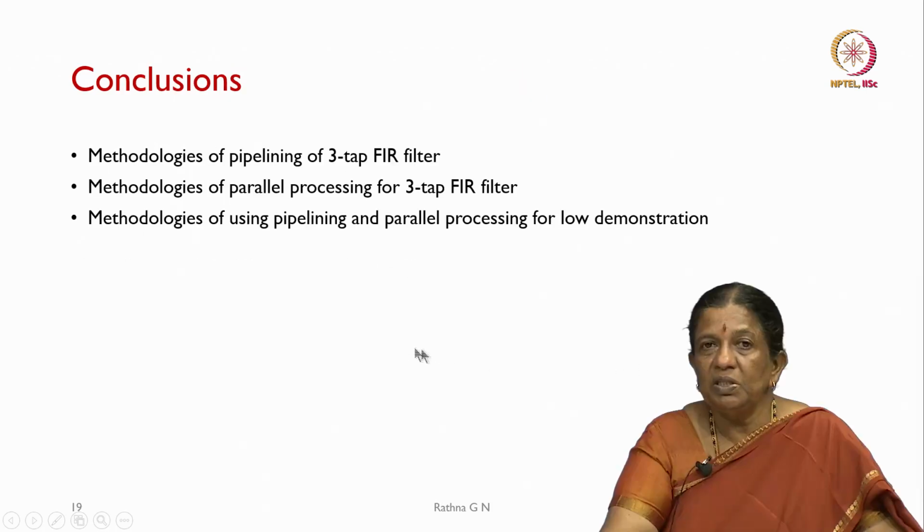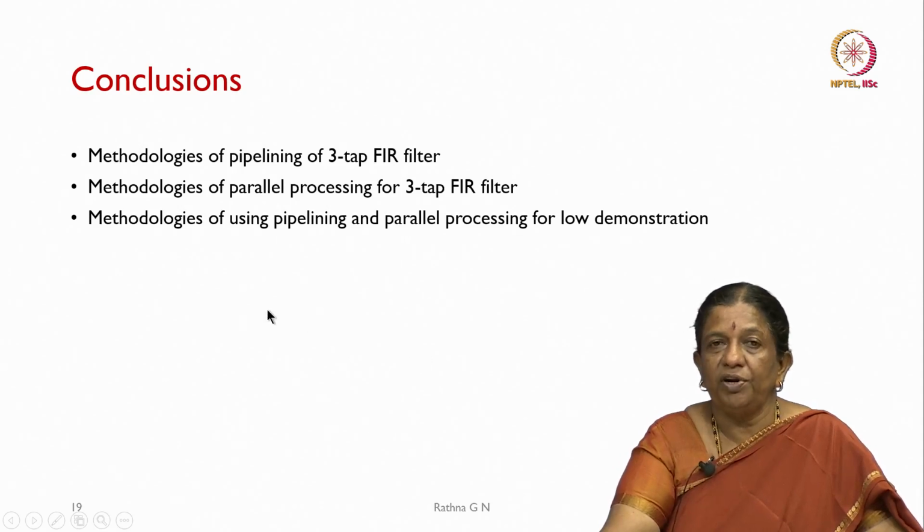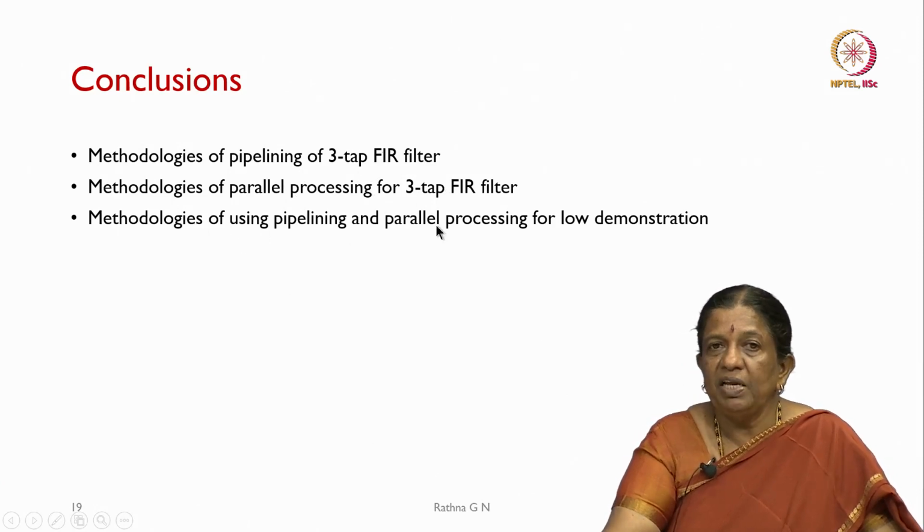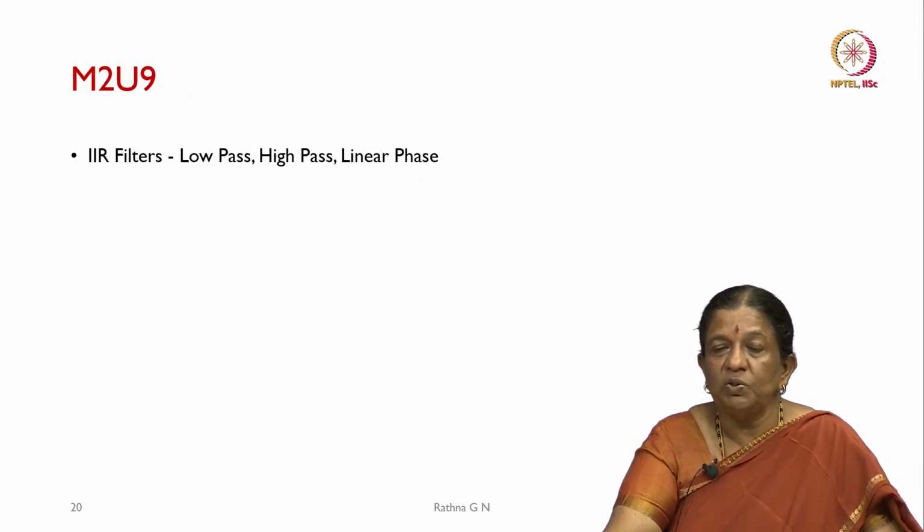So, to conclude this pipelining for low power, we discussed about 3 tap FIR filter for pipelining, and then we consider for parallel processing also 3 tap and then 4 tap and 2 tap filters, and then pipelining and parallel processing together, how you can achieve low power. That is what we demonstrated. You can work out some of the problems and then see that how it is going to improve on your power consumption, that is what it is going to be reduced.